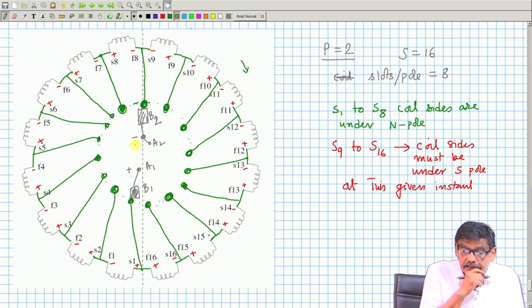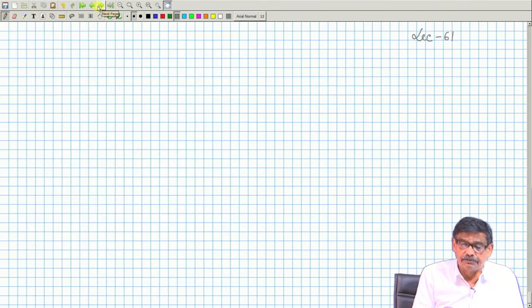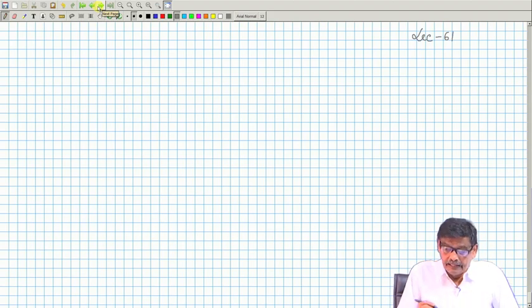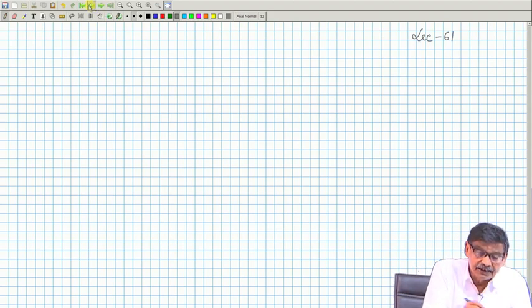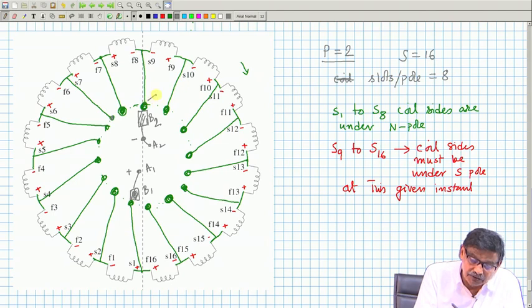Now, instead of doing it like this, it is to be done in this fashion. These copper strips, in effect, I must tell you, are to be called commutator segments. These are called commutator segments.